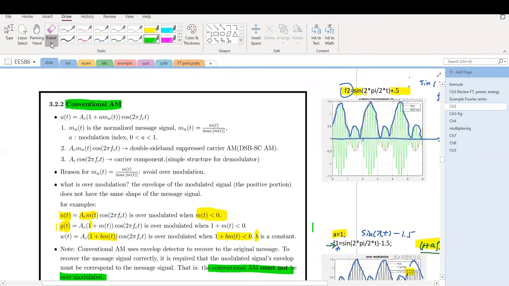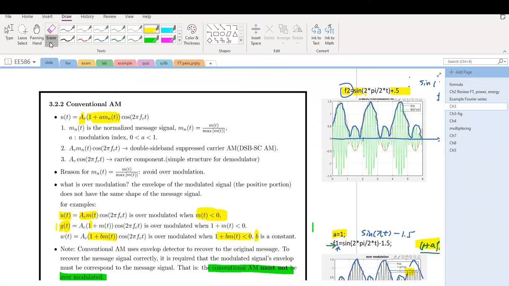In this video, we look at how we implement the conventional AM. This video is based on the concept of overmodulation, which we talked about in the previous video. This is how we implement the conventional AM. We multiply 1 plus a m_n(t) by the carrier.